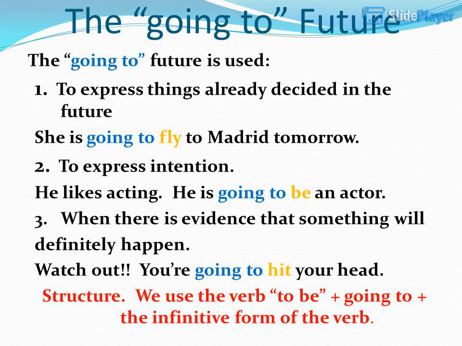The going to future. The going to future is used 1, to express things already decided in the future. She is going to fly to Madrid tomorrow. 2, to express intention. He likes acting. He is going to be an actor. 3, when there is evidence that something will definitely happen. Watch out. You're going to hit your head. Structure. We use the verb to be plus going to plus the infinitive form of the verb.